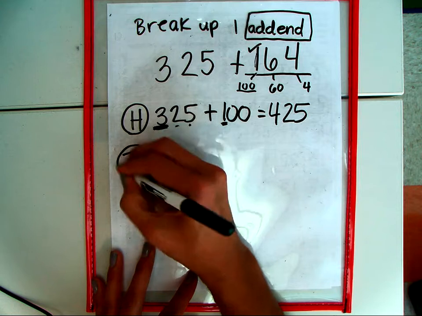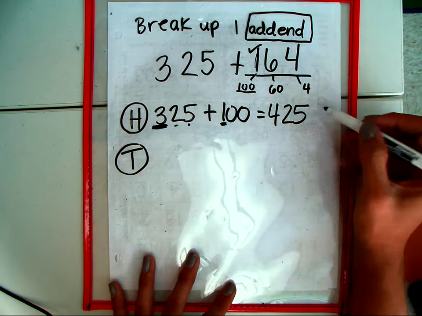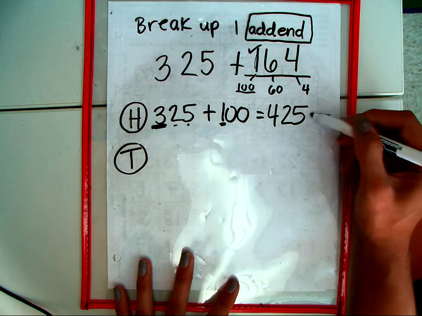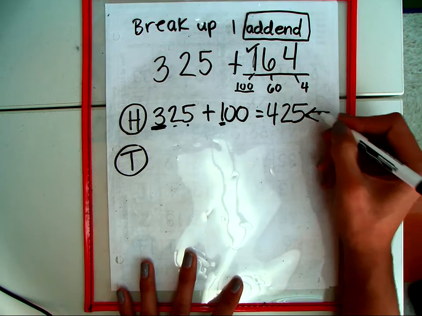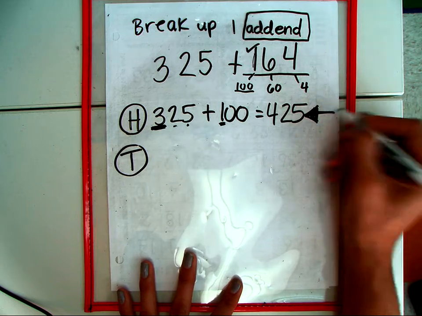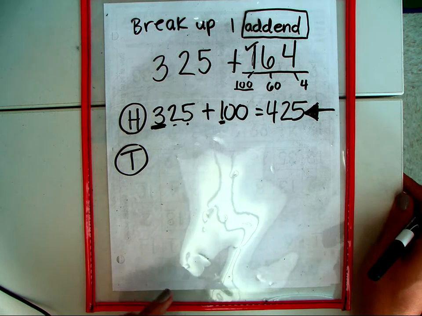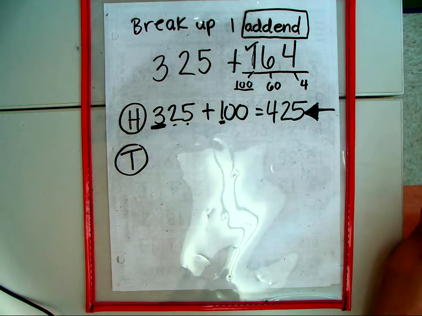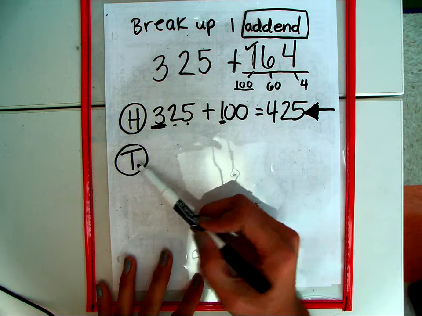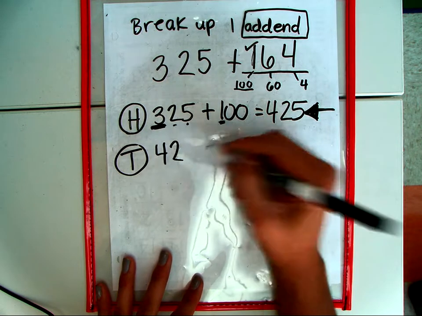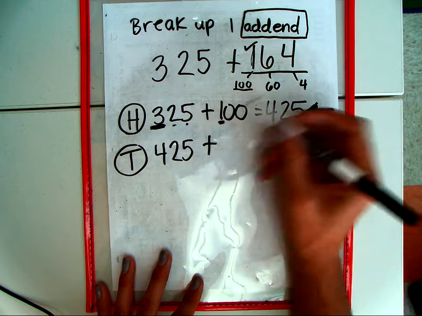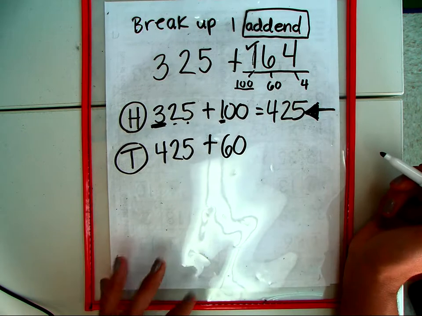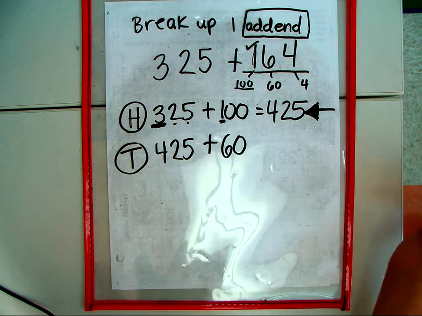I'm now going to add the tens place. So partial sums comes into play because right now I have a partial sum right here of 425. It's a partial sum because it's only part of the sum. I've only added the hundreds place. So I'm going to move on to the tens place. 425 plus 60.